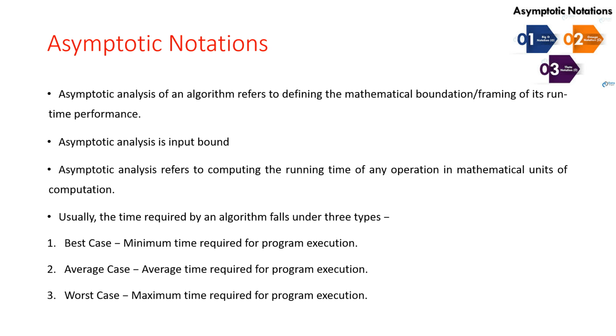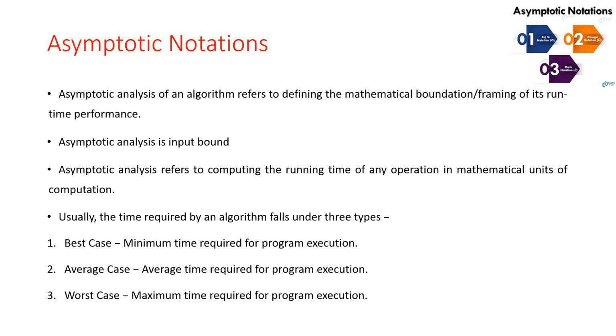That means if there is no input to the algorithm, it is concluded to work in constant time. And other than the input, all other factors are considered constant. Asymptotic analysis refers to computing the running time of any operation in mathematical units of computation. For example, the running time of one operation is computed as f(n), and for another operation it is computed as g(n square). First is f(n) and the other operation is g(n square).